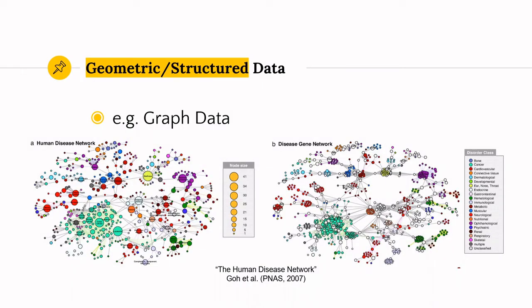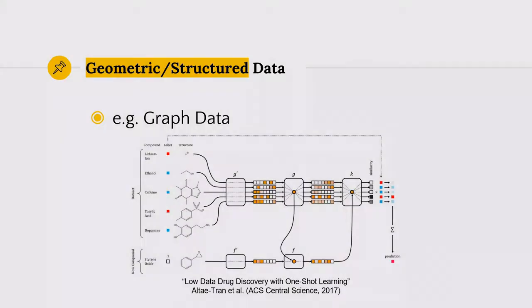Here's another similar type of data set. It's a human disease network. Again, it's network type data that shows which disease has correlation with which other disease. So here's another simple example of graph structured data.